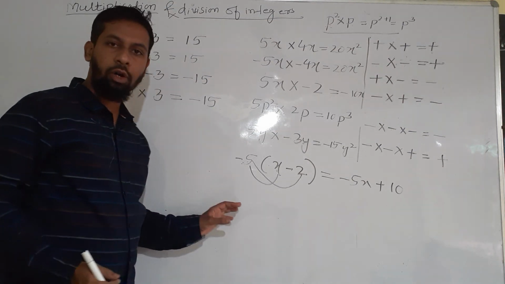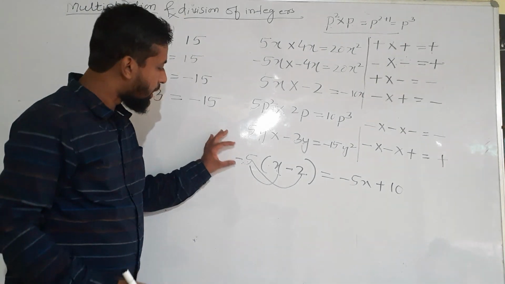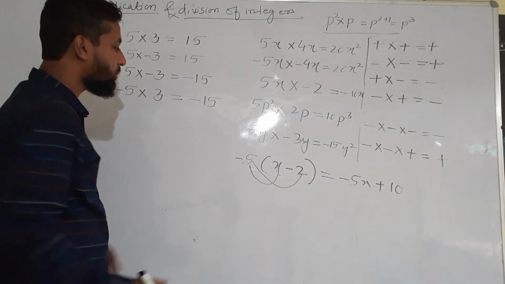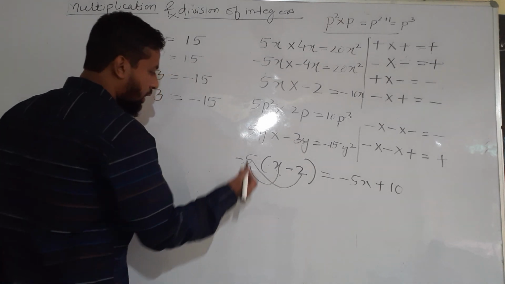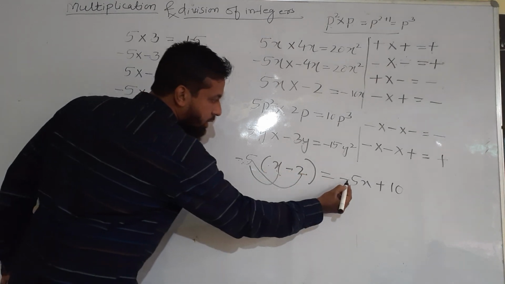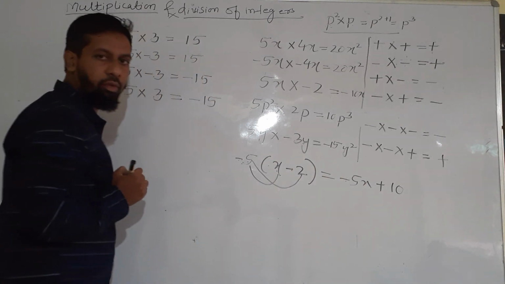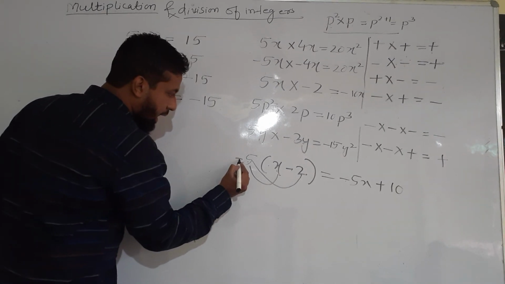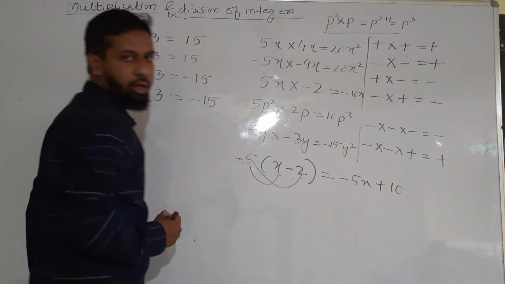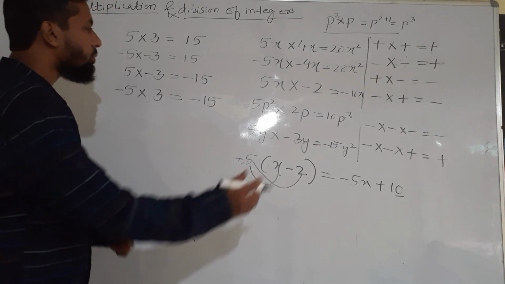It is very important, you should know how to open the bracket by multiplying the number with the terms which are inside the bracket. Keep in mind. I am explaining one more time. First, minus into plus is minus. 5 into x is 5x. Then minus into minus is plus. 5 tens are 10. Like this we have to open the bracket.